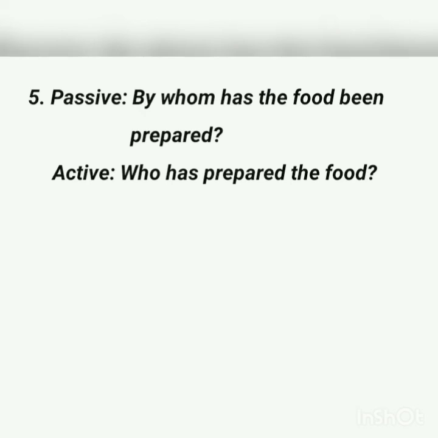Number 5, passive: By whom has the food been prepared? Here the question begins with by whom. And remember that by whom in the passive voice will change back into who in the active voice. Let's change into active voice. Who, and let us assume the doer of action as a singular person. Then we can put the verb has. Who has prepared the food?